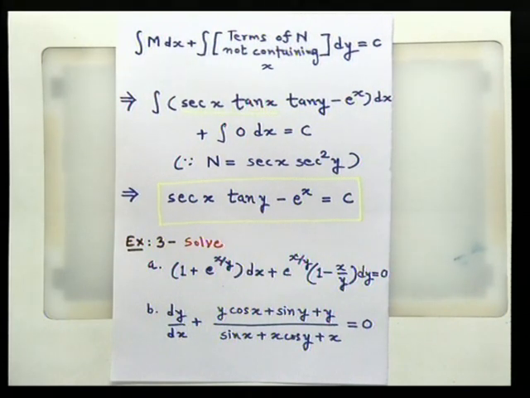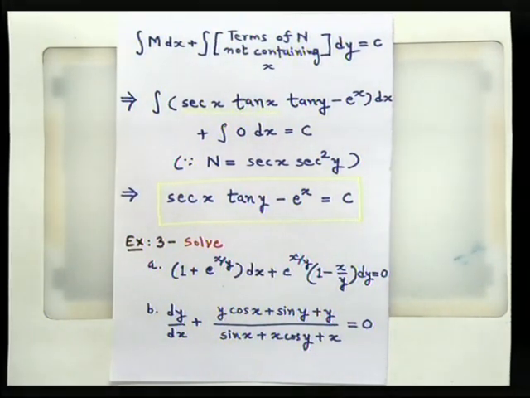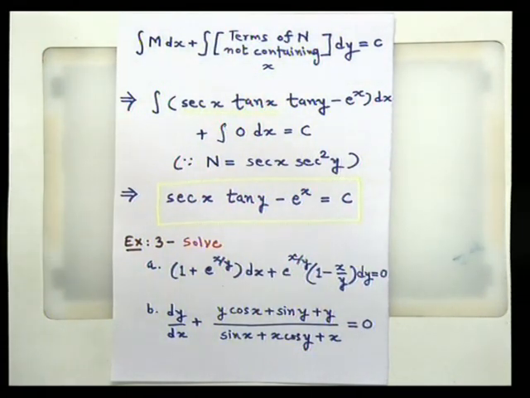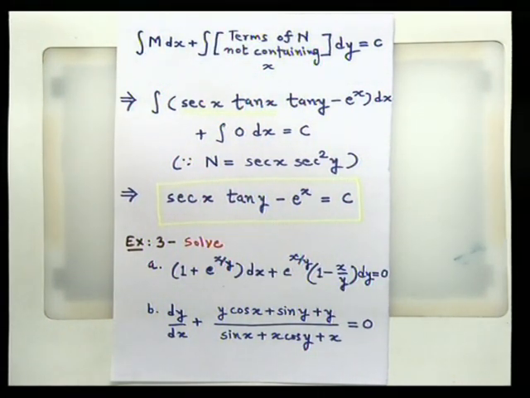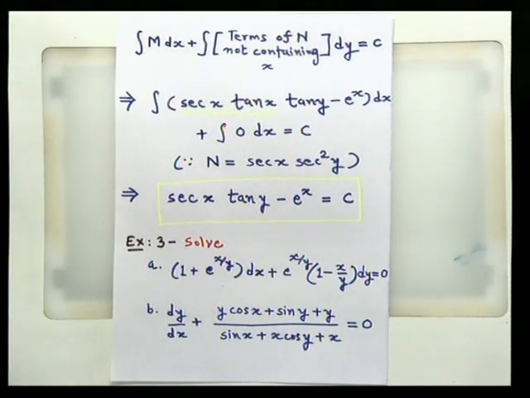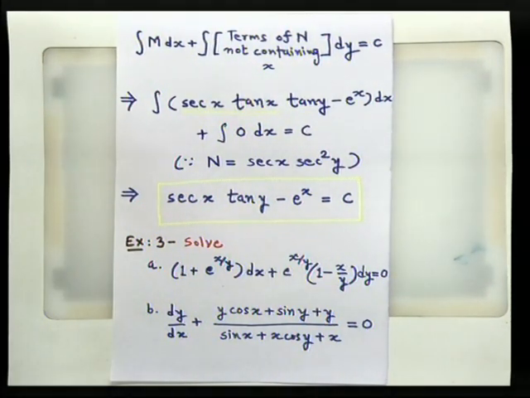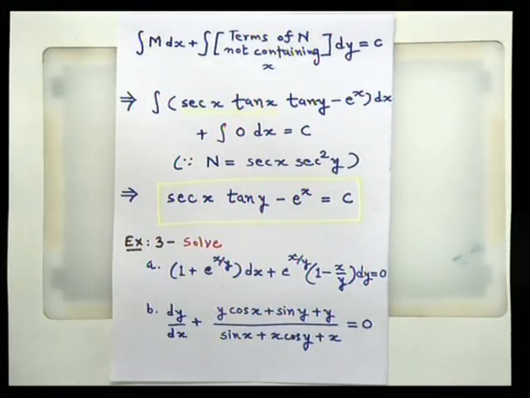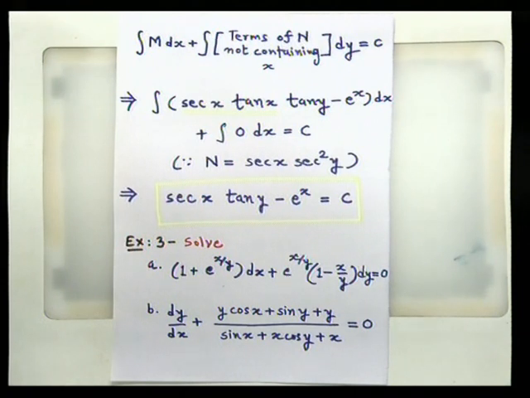So m has the expression sec x tan x tan y. In this expression, tan y will be treated as constant, and integration of sec x tan x will be sec x because derivative of sec x is sec x tan x. So this is the relation between integration and differentiation. Minus e raised to x has its integration e raised to x.